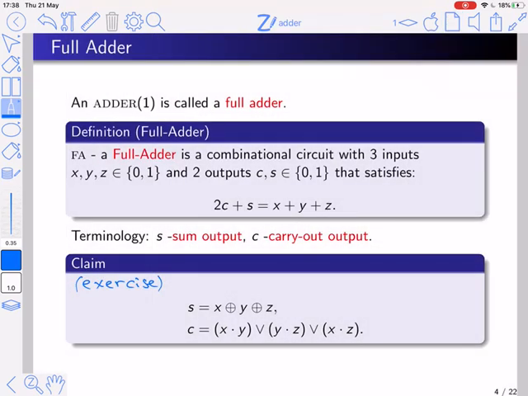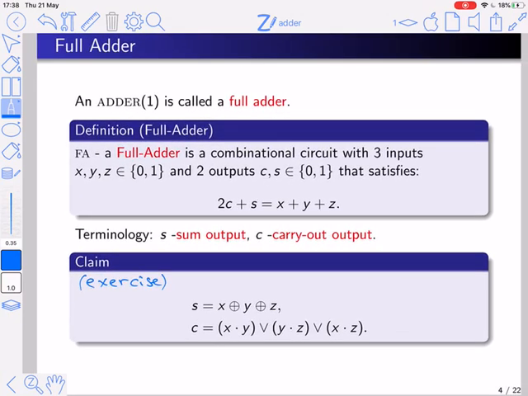Now, how do we design adders? Let's start with the simplest case in which n equals 1. Adder 1 is often called a full adder. A full adder is a combinational circuit with three inputs, x, y, z, each of which is a single bit, two outputs, C and S, each of which is a single bit, and we have the following connection between the inputs and the outputs. The sum of the inputs should equal S plus 2 times C.